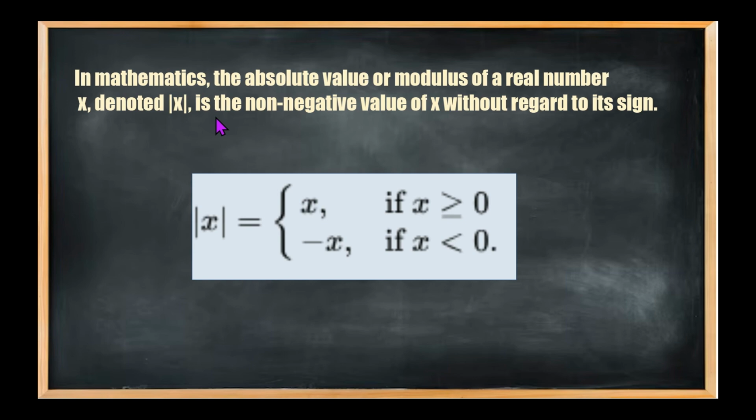So what does it mean? It means that if you have to take the absolute value of x, it will be positive x if x is greater than or equal to 0. For example, let's say that x is 5. Then the absolute value of 5 will be 5, since 5 is a positive number, greater than 0. So the absolute value of 5 will remain 5.